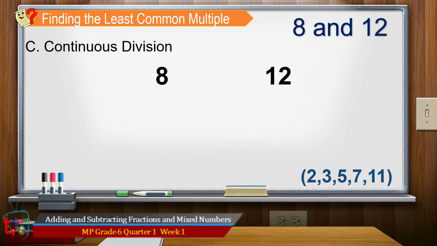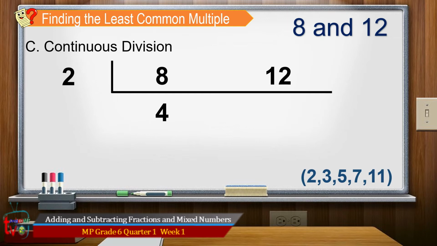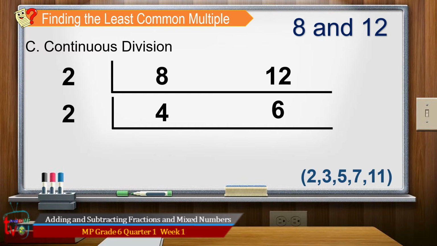Are 8 and 12 divisible by 2? Yes! So we divide them by 2. 8 divided by 2 is 4. 12 divided by 2 is 6. Then ask again. Are 4 and 6 divisible by 2? Yes! So we divide them by 2. 4 divided by 2 is 2. 6 divided by 2 is 3.